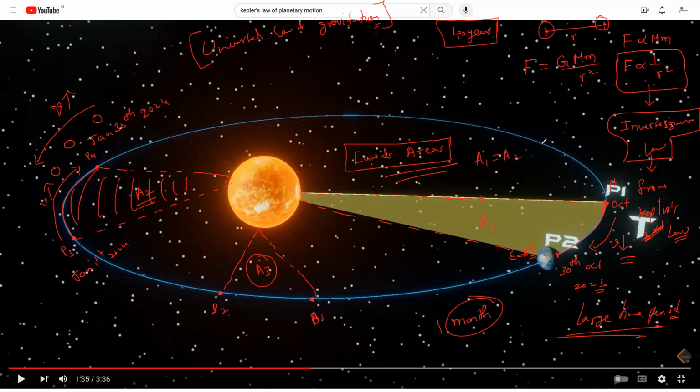A1 is equal to A2 is equal to A3. So irrespective of the position of the planet from the sun, in a given time period, a planet always sweeps equal areas in equal intervals of time. Do you understand, Mr. Kadir, Rudreshwa, Pradeep? That is what we call the law of areas.